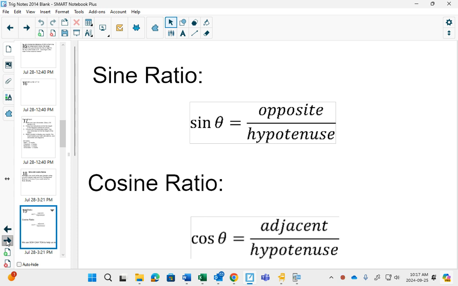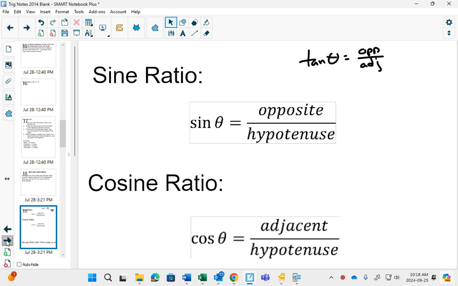So we define the sine ratio to be the opposite side divided by the hypotenuse. Remember, we already know that the tangent ratio, that's the one we've been using so far, is the opposite side over the adjacent side. And the cosine ratio is the adjacent side over the hypotenuse.